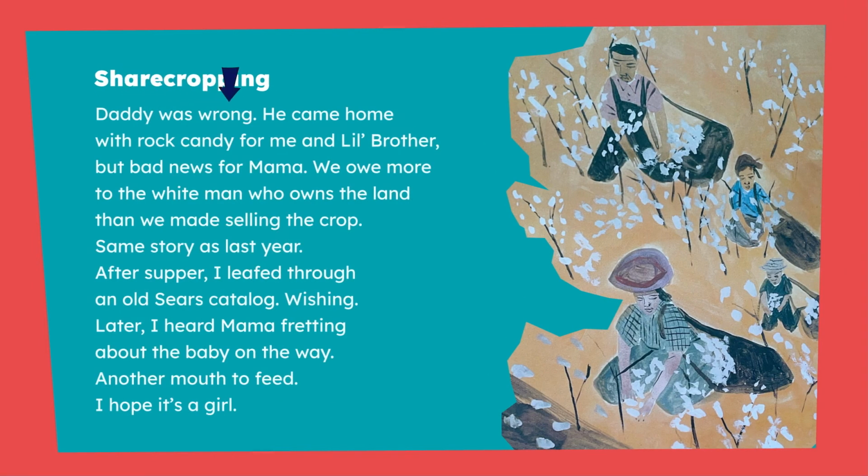Daddy was wrong. He came home with rock candy for me and little brother. But bad news for Mama. We owe more to the white man who owns the land than we made selling the crop. Same story as last year. After supper, I leafed through an old Sears catalog. Wishing. Later, I heard Mama fretting about the baby on the way. Another mouth to feed. I hope it's a girl.